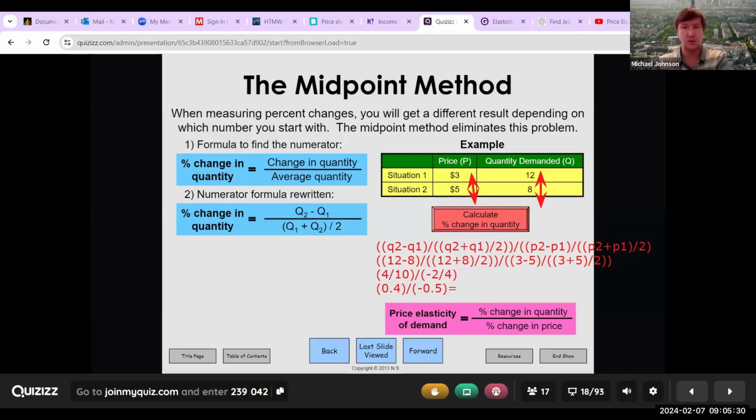So yeah, if point eight, sorry, negative 0.8. Yes, it should be -0.8. So it's price inelastic.